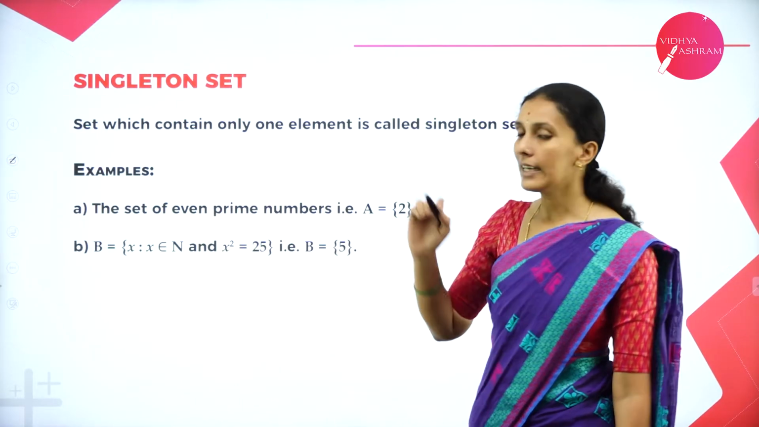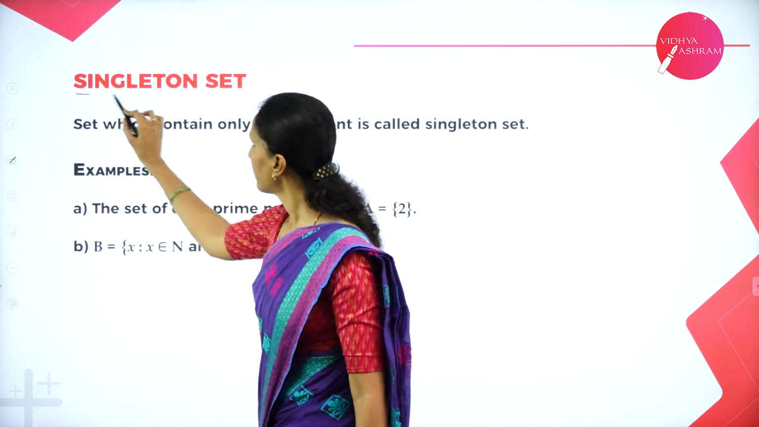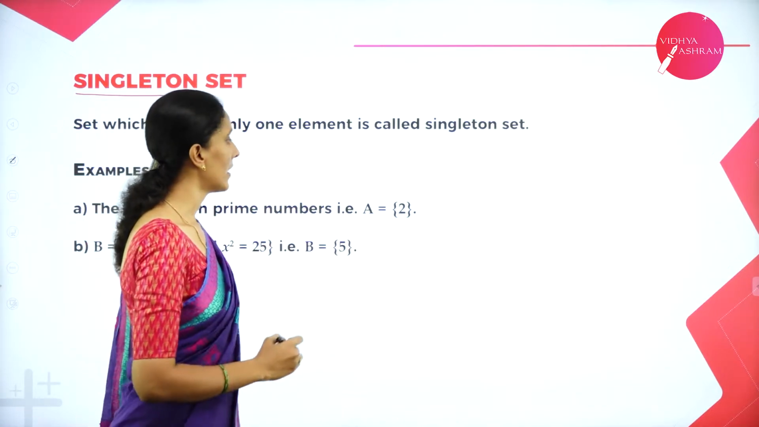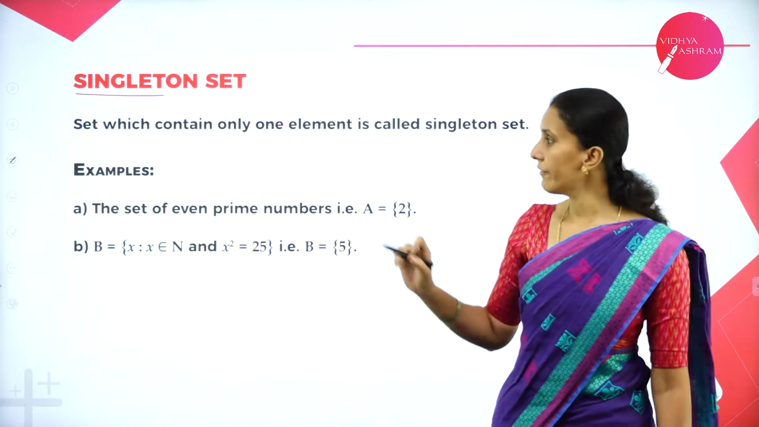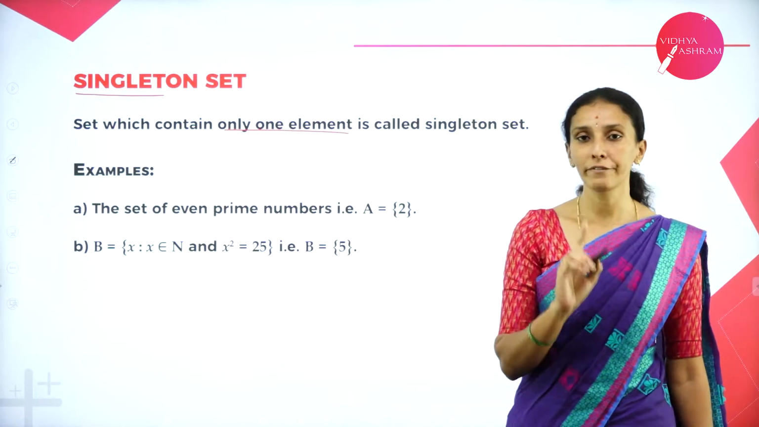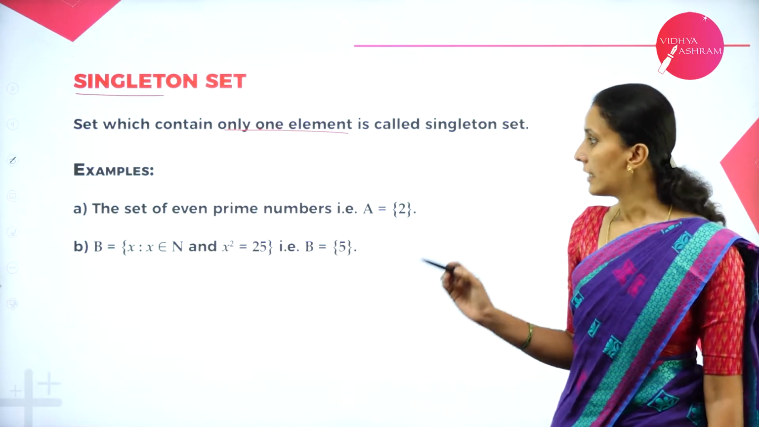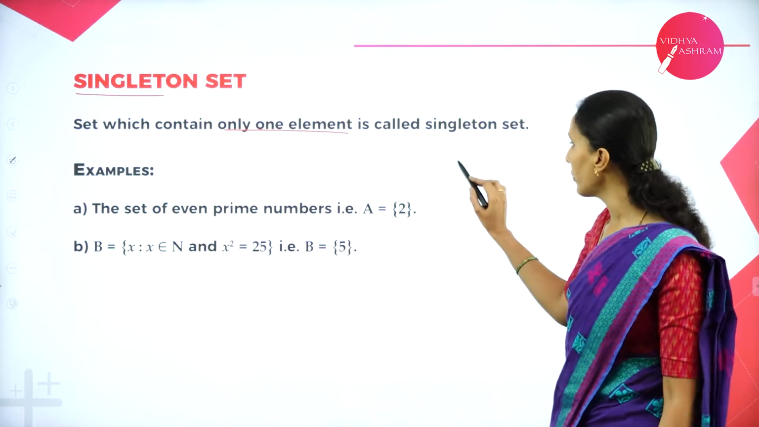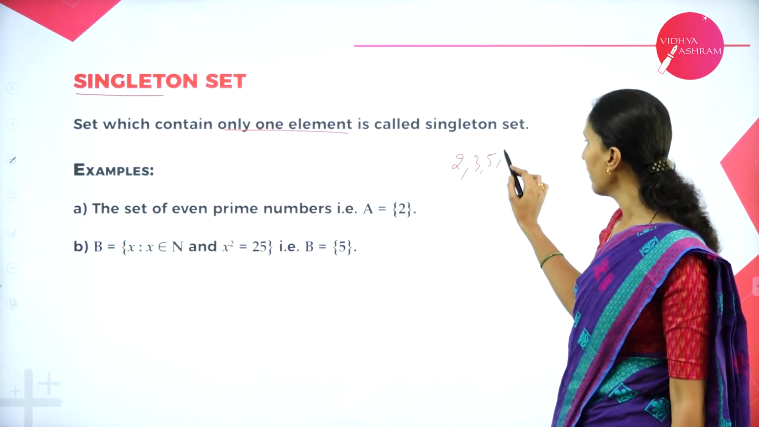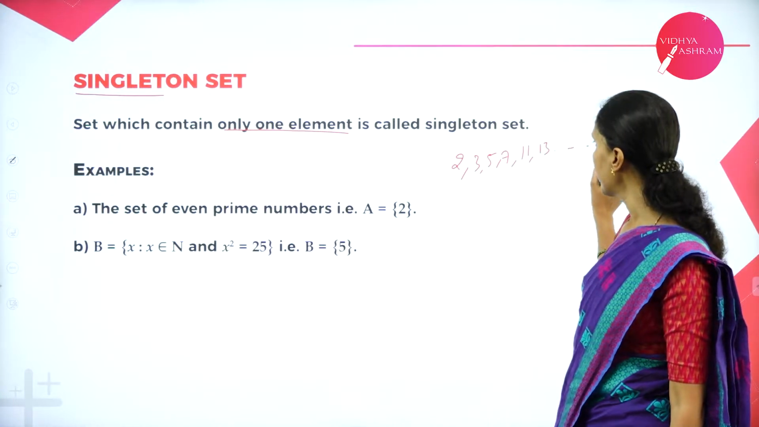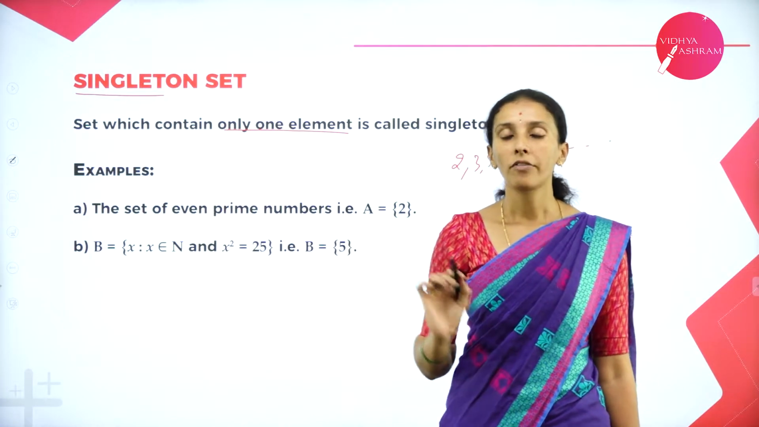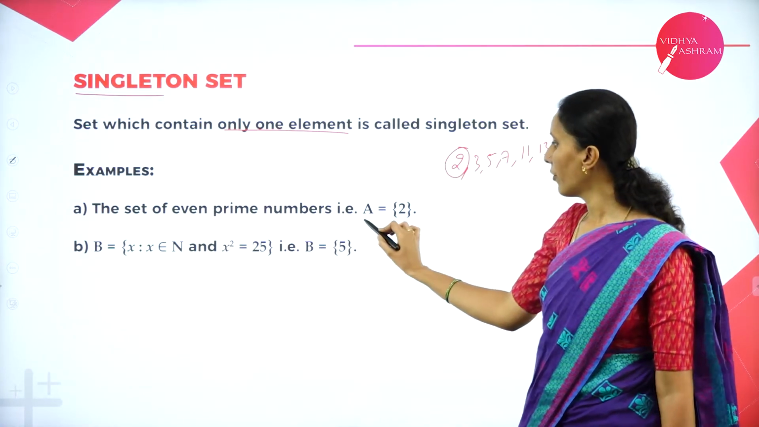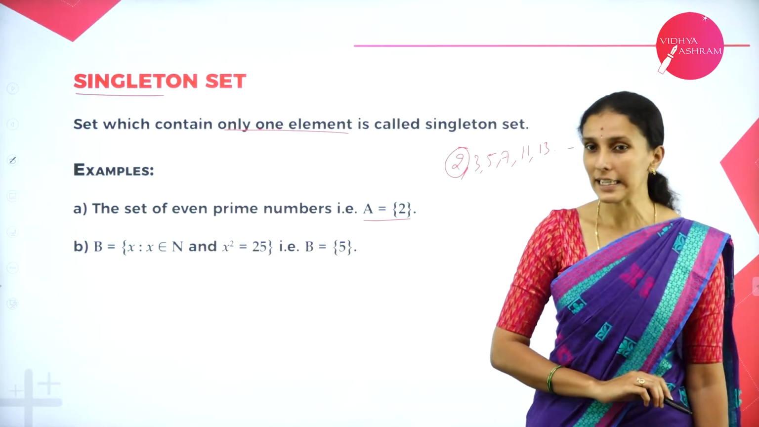Next, singleton set. As the name says, a singleton set contains only one element inside it. That is a set which contains only one element. Examples are given here. The set of even prime numbers. What are the prime numbers we have? 2, 3, 5, 7, 11, 13, etc. This is a set of prime numbers, but the only even prime number is 2. Therefore, this is an example for a singleton set.